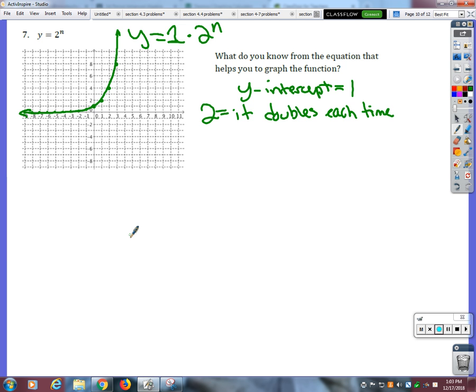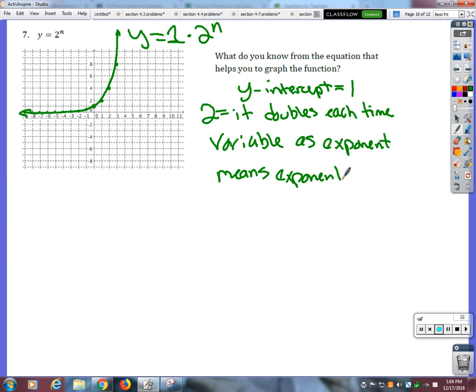Okay? How did I know it was going to be exponential? How did I know it wasn't going to be a straight line? Right. And exponential functions, of course, are curved.